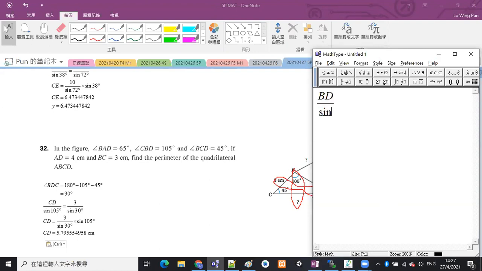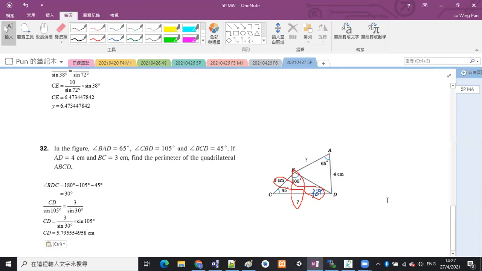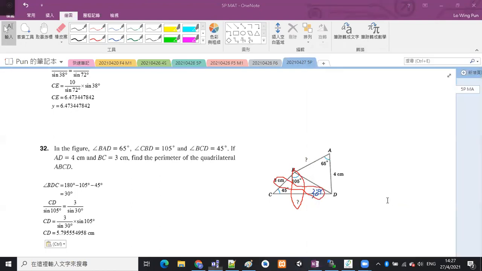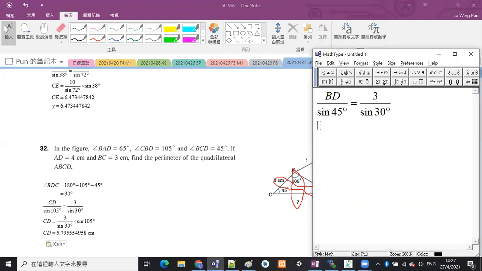BD over sine 45 degrees, okay, one pair of corresponding length and angle is equal to the other pair. Again, we need to use the given pair, 3 over sine 30 degrees. Okay, so BD is calculated by 3 over sine 30 degrees times sine 45 degrees. And then use the calculator, should be 4.24 something.